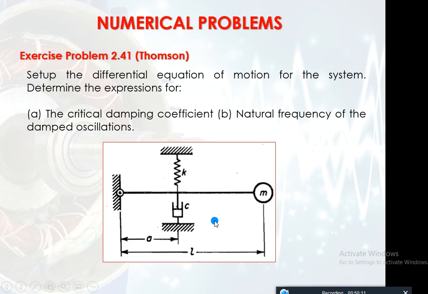First of all, we need to derive the equation of motion for this system, and then we have to find the damped natural frequency, and then we also have to find the critical damping coefficient Cc. We have to find Cc, we have to find omega d, and we have to find the equation of motion. So this is the case when we have a point mass at the end of the rod.